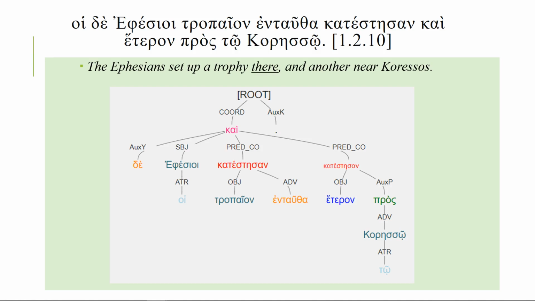So there you have this nice sentence all laid out for you. And if you go to read it from the tree, you can see, okay, here's the subject, the Ephesians, has two verbs, to set up. One is setting up a trophy. The other one is setting up another. This is setting it up there, and this is setting it up near choresis. So use the trees to help you read the sentences.